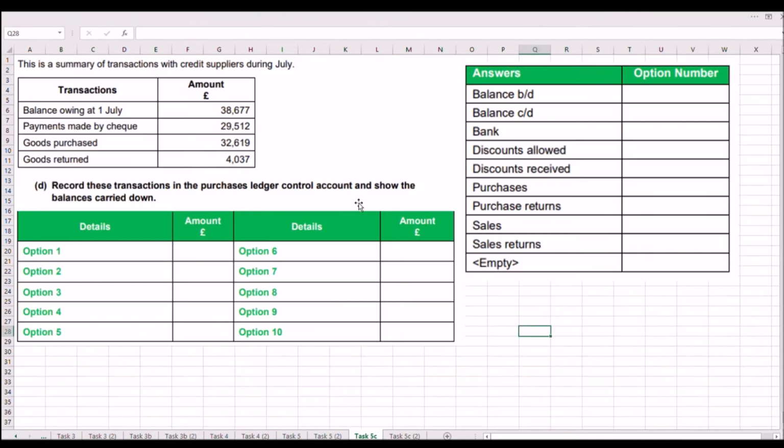The purchase ledger control account question in here. You've got some descriptions about things that have happened, and some options to put in here, and the amounts. You should record the transactions in the purchase ledger control account to show the balance carried down, positioned in July. It would probably take you 2 minutes to do that one, so I'll come back in 2 minutes.